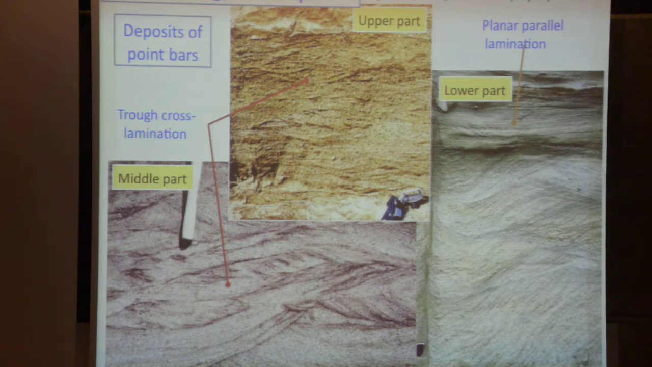So these are close-up photographs of the outcrop in the former slide. And you can see the sedimentary structure in the strata. You can see these kinds of structures here, and here. Here also, these are called trough cross lamination, and here some planar lamination, and these are called planar lamination. And all these are deposits of dunes on the point bar.